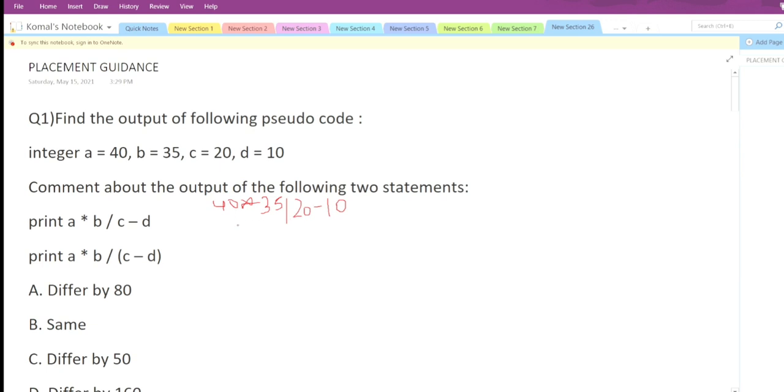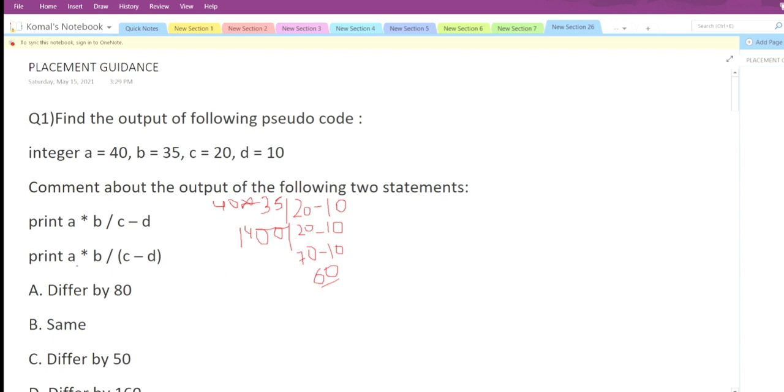So 40 into 35 will be 1400, and then divided by 20 gives 70, and then minus 10. So 70 minus 10 will be 60. So this is the first statement. You get 60 after solving.